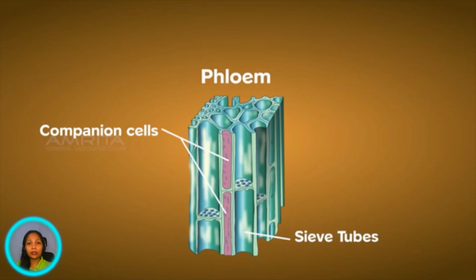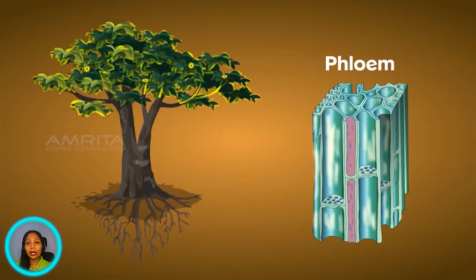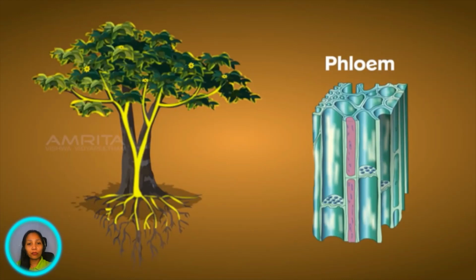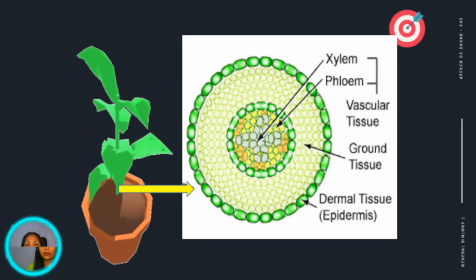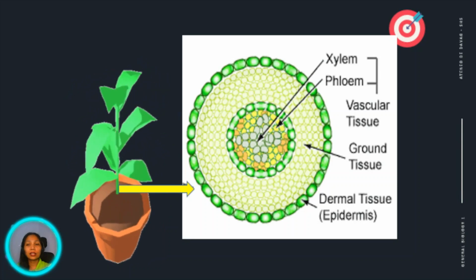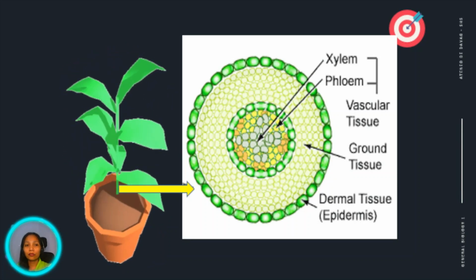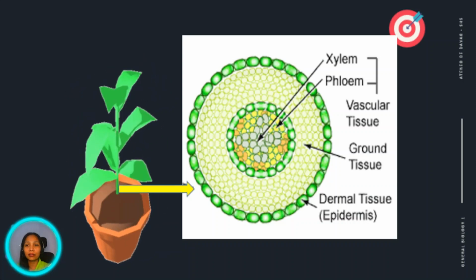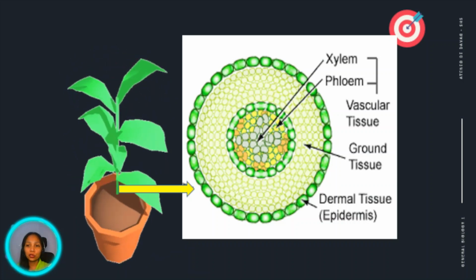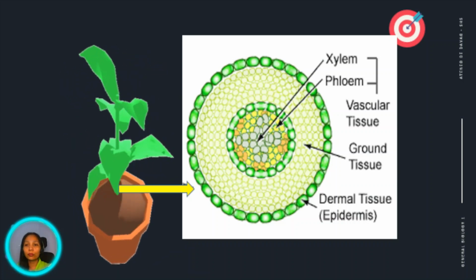Another part of the phloem is the phloem fiber and the phloem parenchyma. This phloem transports prepared food from leaves to other parts of the plant. So we have to remember that there are three different cell types of the permanent tissue. We have the vascular tissue, these are the xylem and the phloem. We have the ground tissue and the dermal tissue.